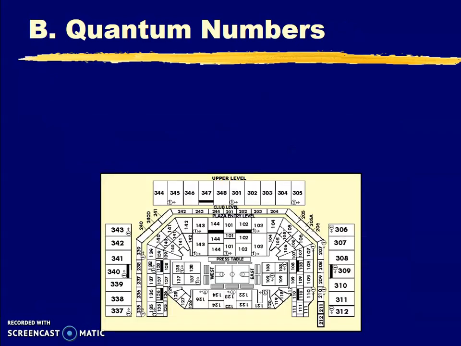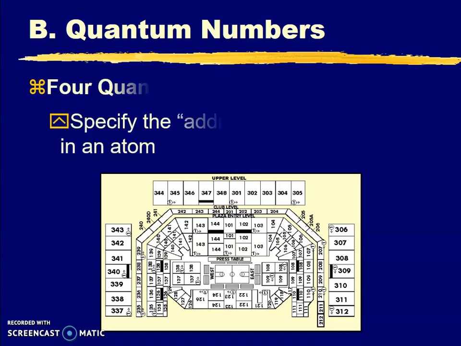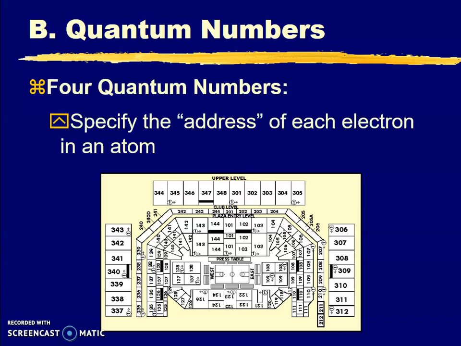Okay, next up we're going to learn about quantum numbers. There are 4 of them. Every electron gets 4 quantum numbers, and these specify the address of each electron in the atom. Exactly where can you find it? And this number is unique to each individual electron.